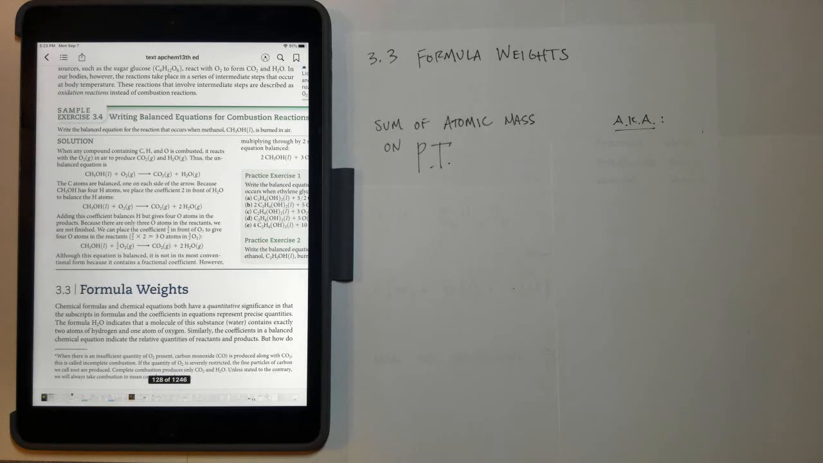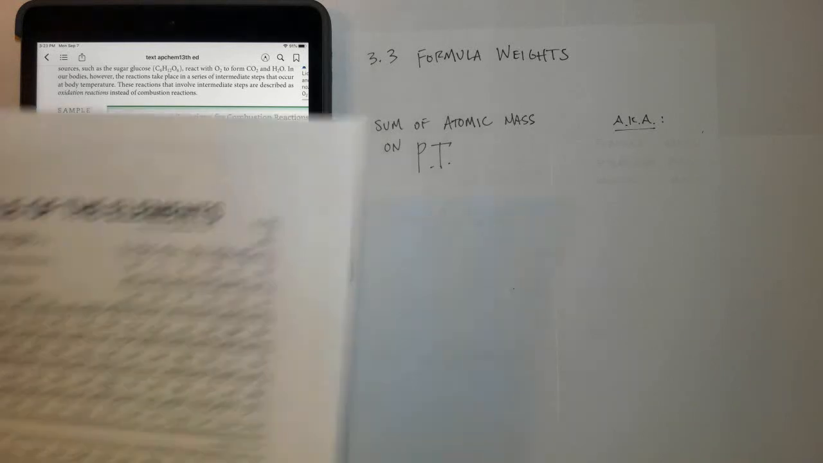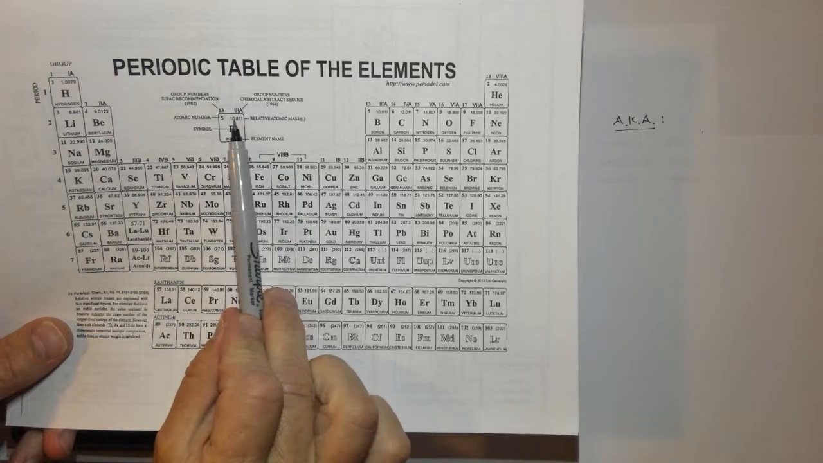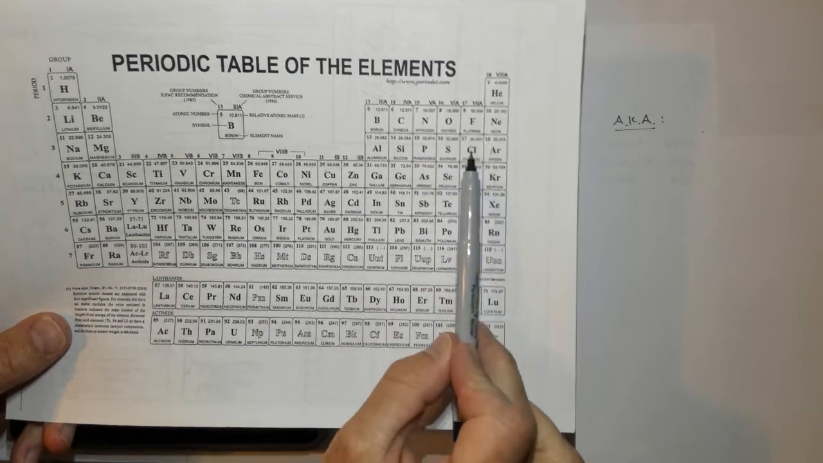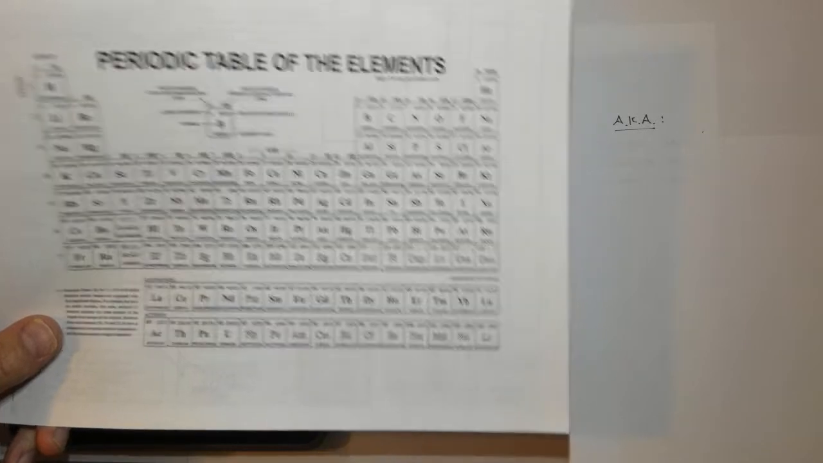So chemical formulas and chemical equations both have quantitative significance in the subscripts and the formulas as well. To delve into the quantity, or numerical, or mathematical part, we need the periodic table and your calculator. The first thing that we're going to learn is something called the formula weight. The formula weight comes from the atomic weights, or the relative atomic weights, from the periodic table in the upper right hand corner of each one of the species that make up a particular molecule or formula.